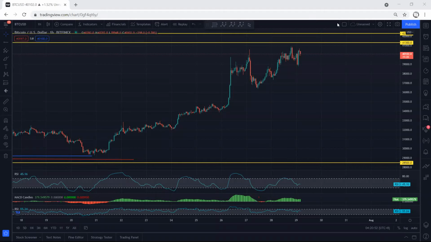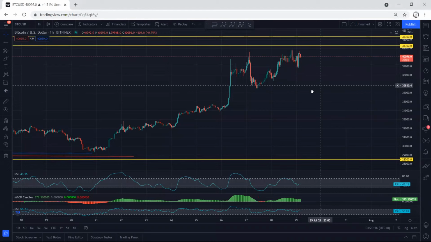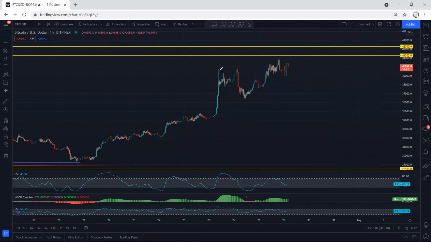We start with the 1 hour chart. We want to see how we can look for a trade. The only thing right now we're looking for is whether this one can turn into a flat for continuation or whether we can expect the price to drop.